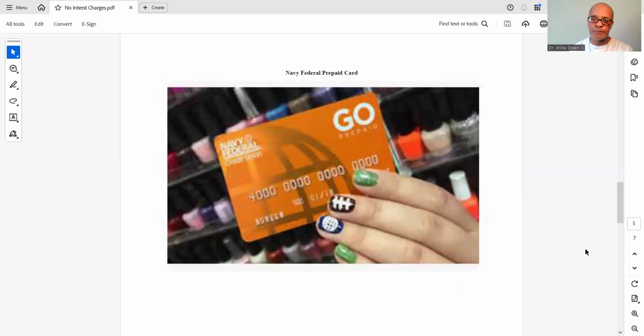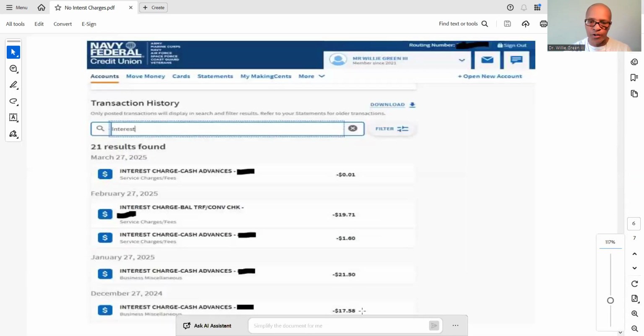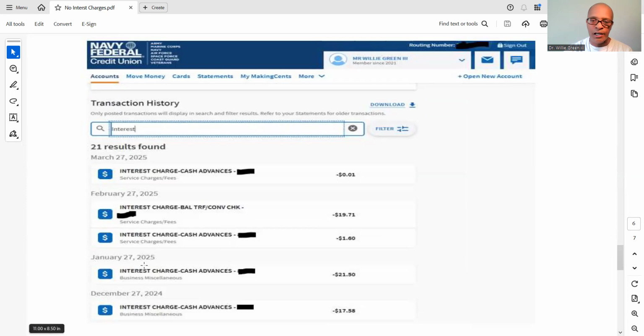So here's the Navy prepaid card. I initiated a transfer or liquidation of 1860 from that card over to the green card. And here is fundamentally the results. You can see that previously I paid interest in December of $17, in January of $21, in February of 1971, there was a cash advance and convenience check.